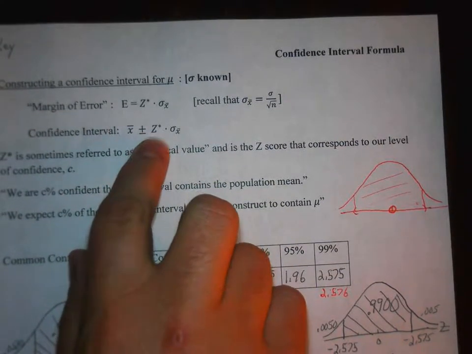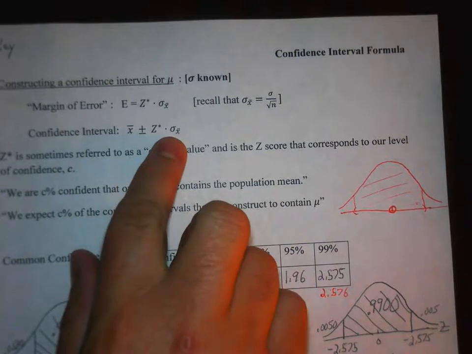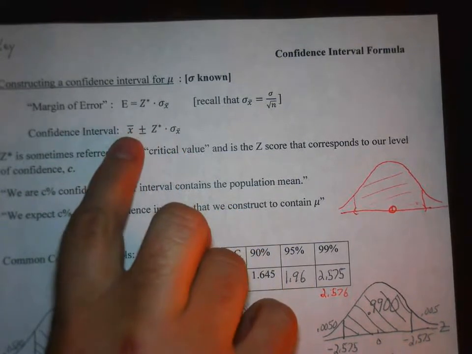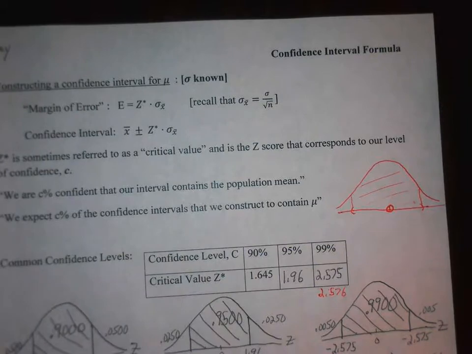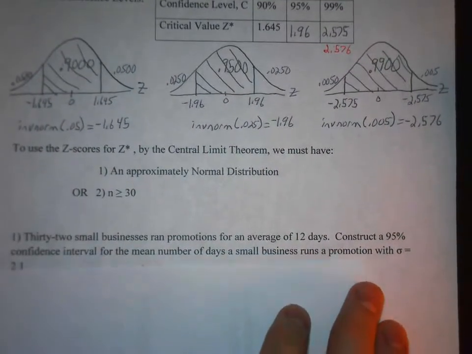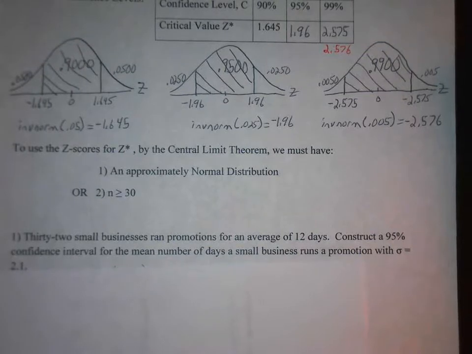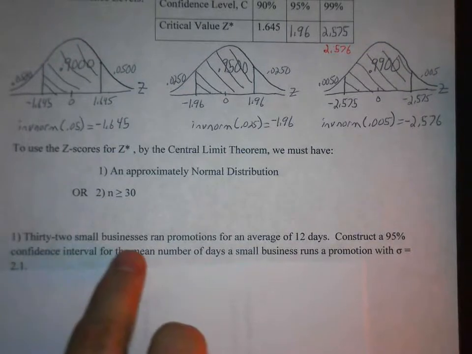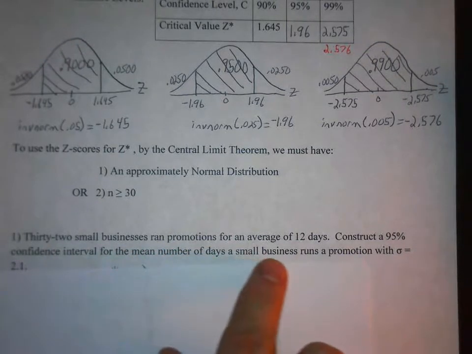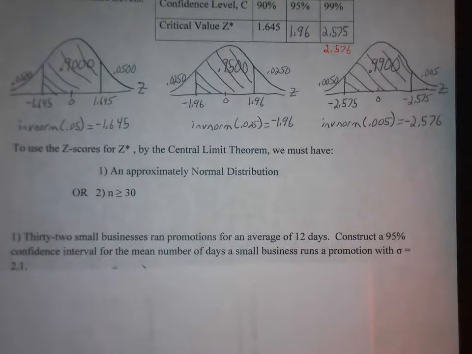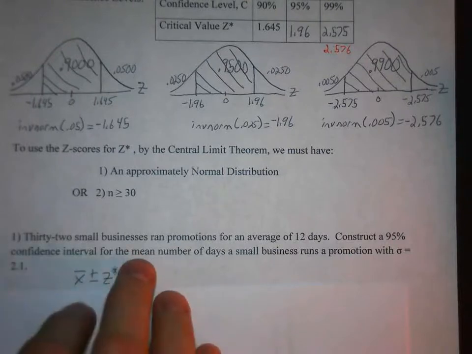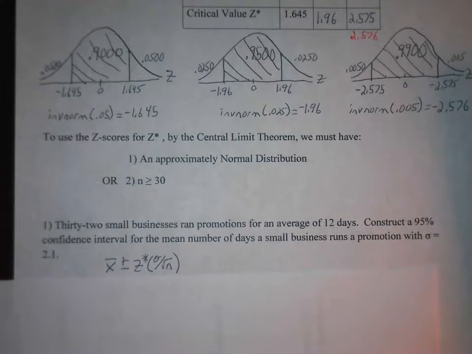So all the way to the top of the page was our formula: X bar plus or minus Z star times sigma sub X bar. X bar is your sample mean. We don't know the population mean. We're trying to estimate what it is, the mean number of days all small businesses run a promotion. So our best guess is our sample mean, X bar. And then we're going to add and subtract Z star times sigma over square root of n.